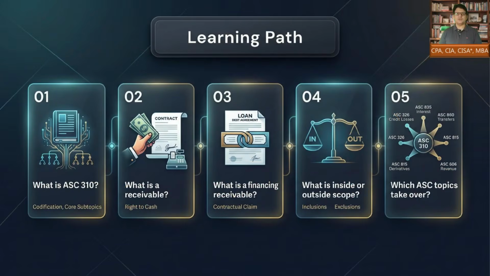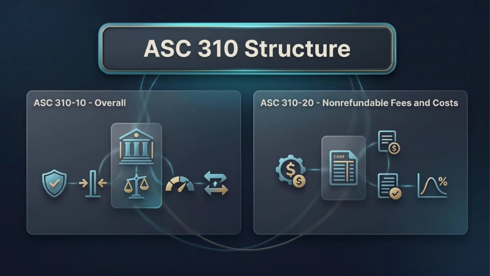This video is the foundation map. We will not jump directly into formulas or journal entries because measurement without scope is like calculating the speed of a train before checking which track it is on. First, we identify what ASC 310 is, then we define a receivable, narrow that into financing receivables, separate what is inside and outside the topic, and finally connect ASC 310 to the standards that take over for credit losses, interest, transfers, derivatives, and revenue. ASC 310 is built around two major subtopics.